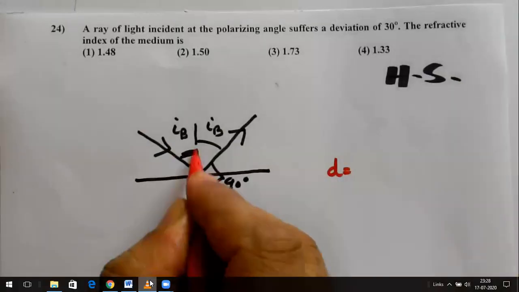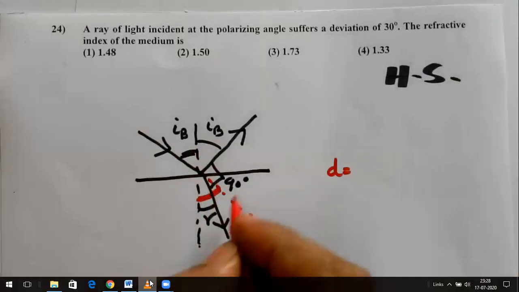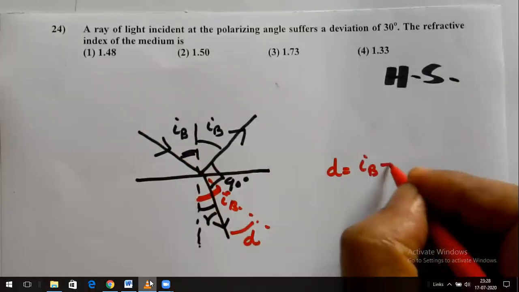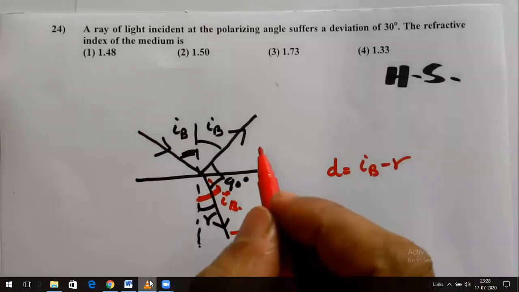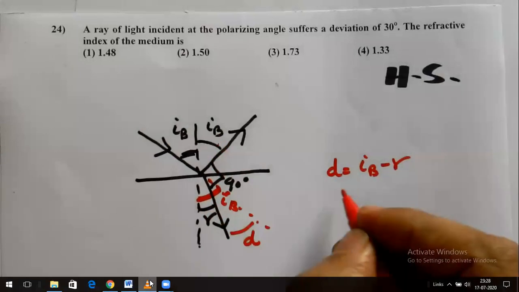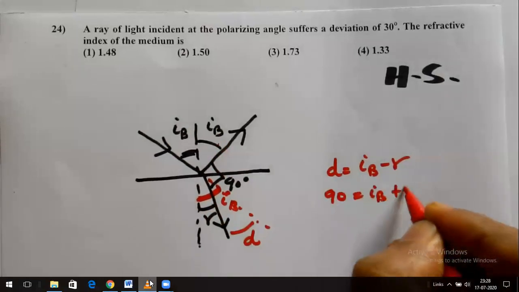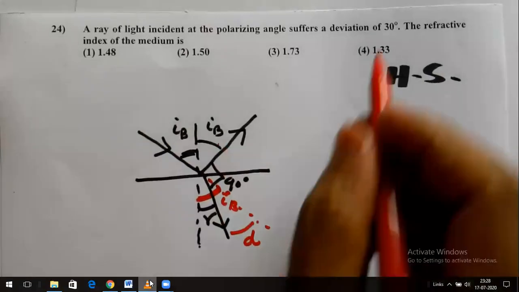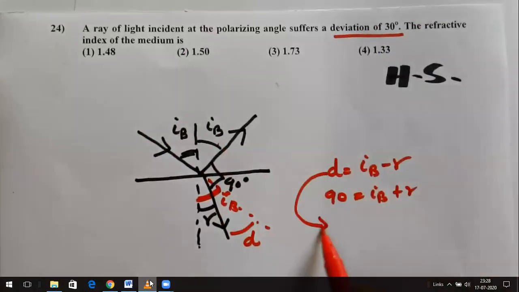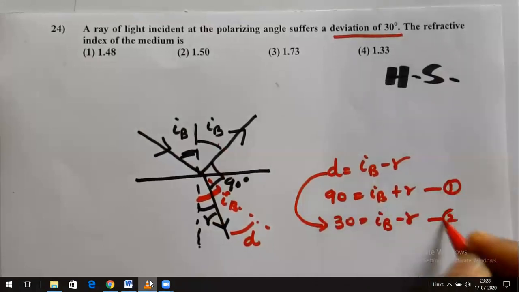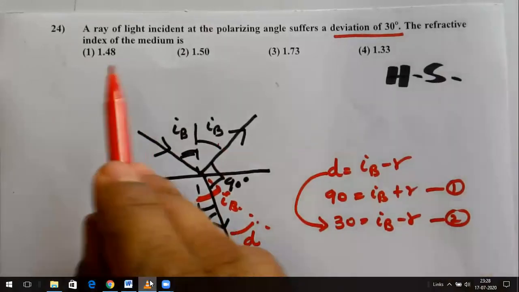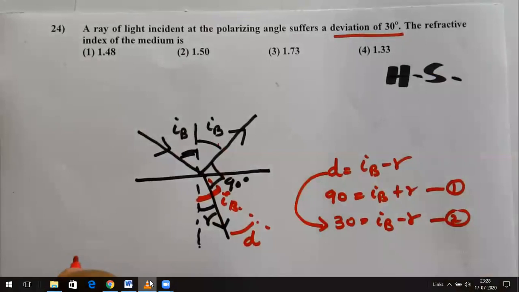This is a straight line and this is a straight line. This total angle will be I. It is a vertically opposite angle to IB. So D is equal to IB minus R if you want this angle of deviation. But according to Brewster's law, IB plus R must be equal to 90 degrees. Now, if I substitute the value of the angle of deviation given here, 30 degrees is equal to IB minus R. Take it as equation 1, and this as equation 2. They're asking you to find the refractive index. We know the relation between refractive index and the Brewster's angle: tan IB is equal to mu.